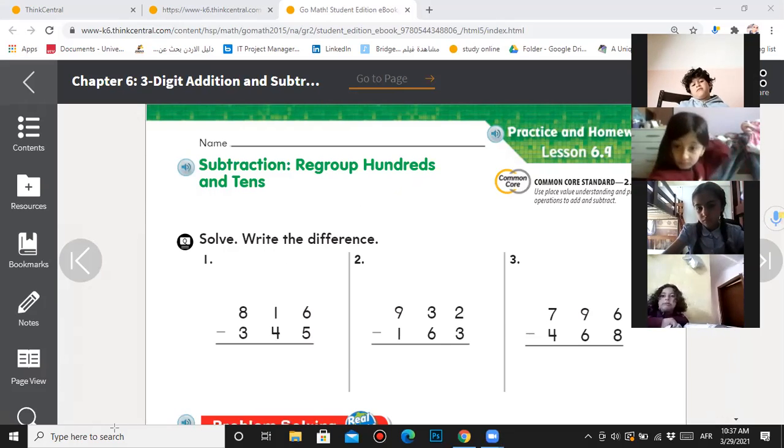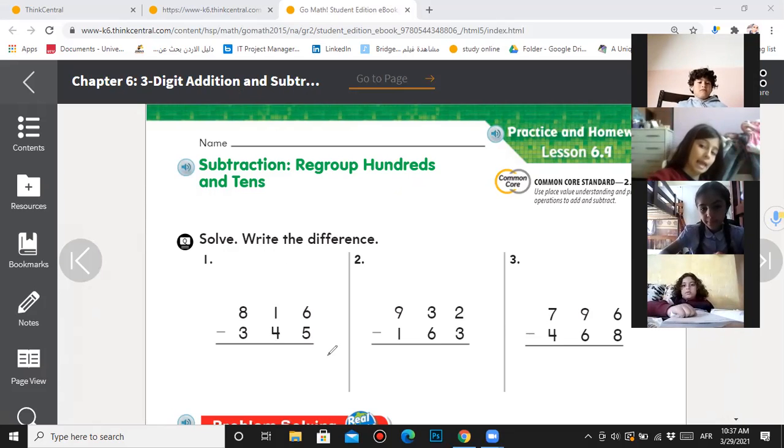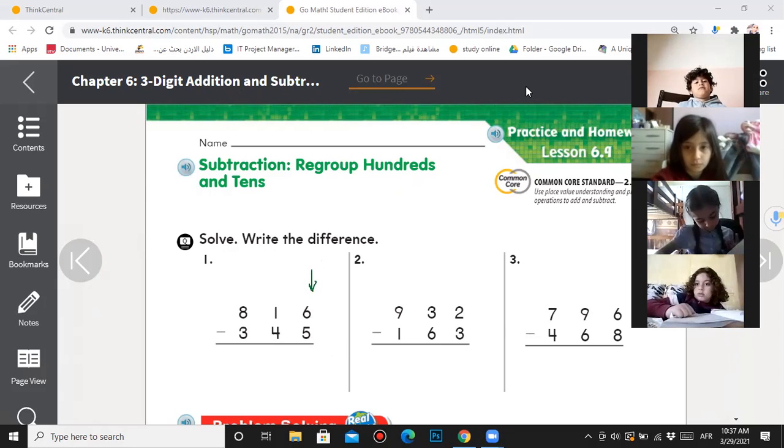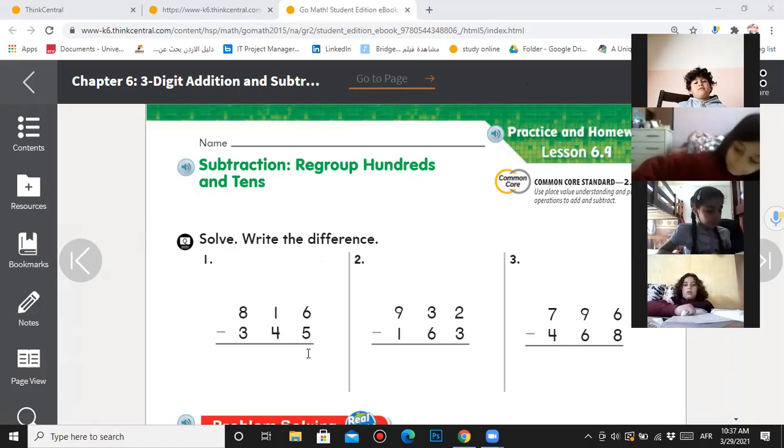816 minus 345. Yellow. Yellow, son. No. 6 months. We start from 1 column. Yalla. Six minus five. Yes. Equal one. Okay. Equal one. 1 minus 4.